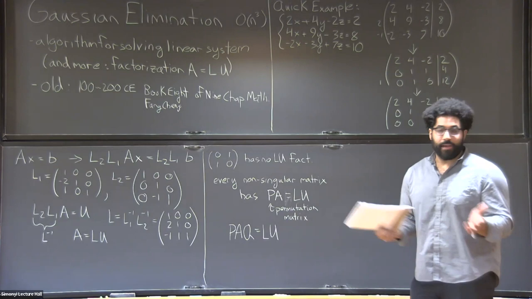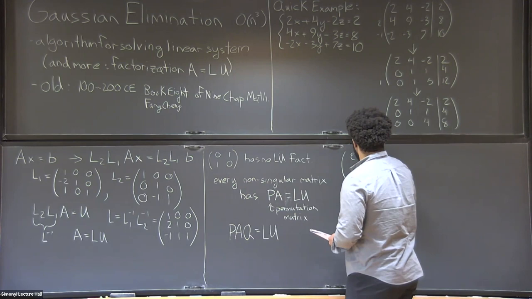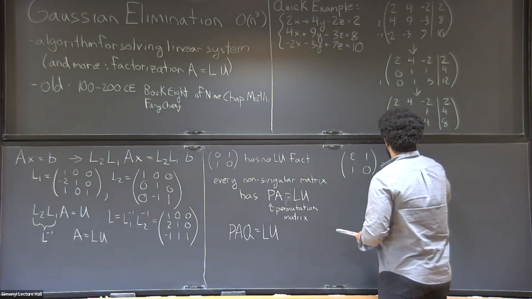So, just a slight variation on this theme here. If we take, let's say, this very simple matrix where I just put an epsilon in the top left, well, when you do your factorization, you're going to get something that looks like this.